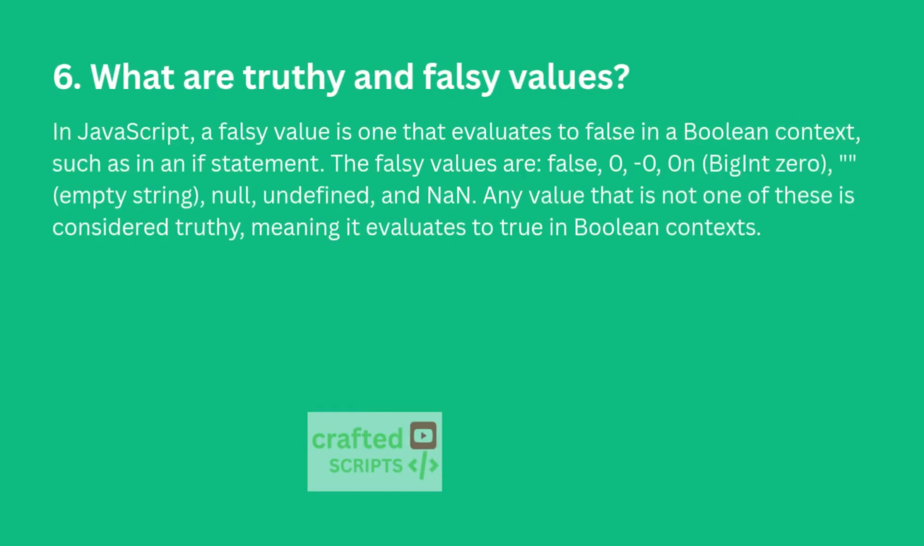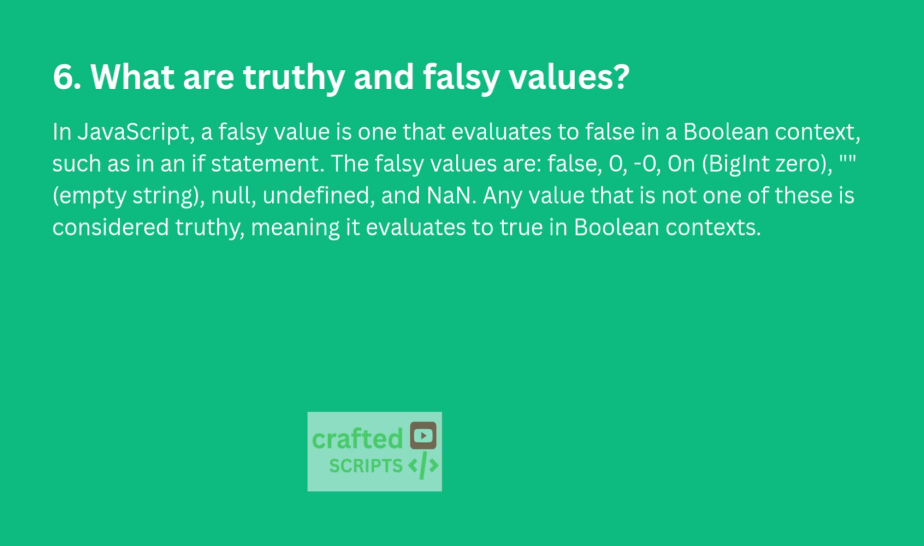Question number 6. What are truthy and falsy values? In JavaScript, a falsy value is one that evaluates to false in a Boolean context, such as in an if statement. The falsy values are false, 0, -0, BigInt 0n, empty string, null, undefined, and NaN.